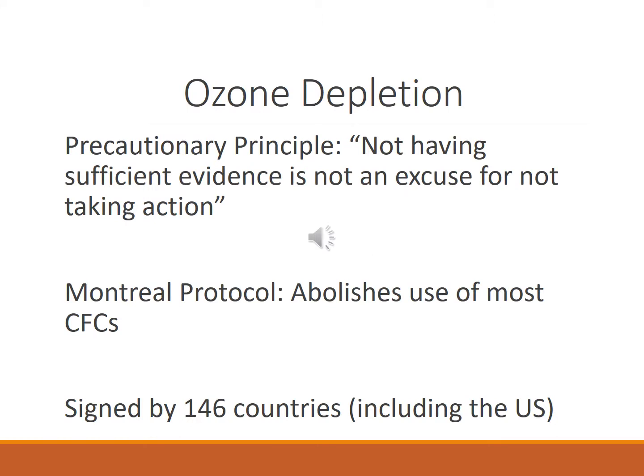So faced with this problem, the international community invokes something called the precautionary principle: not having enough evidence is not an excuse for not taking action. In other words, we, the international community, weren't sure that the CFCs were actually destroying the ozone layer. We were pretty sure that that was the source of the problem, but we didn't have all the evidence in place to know for certain.